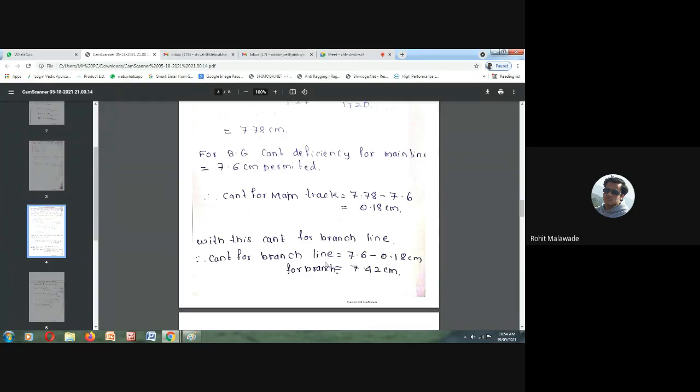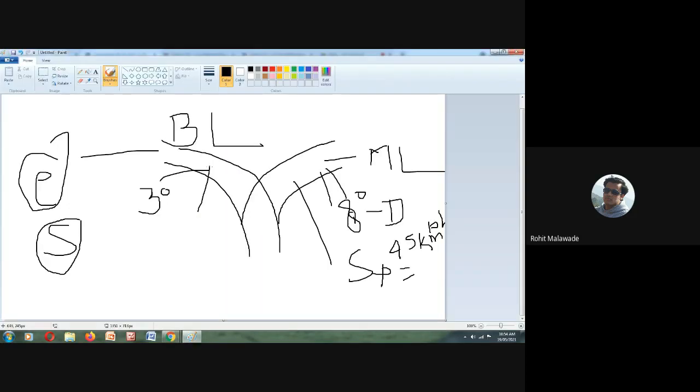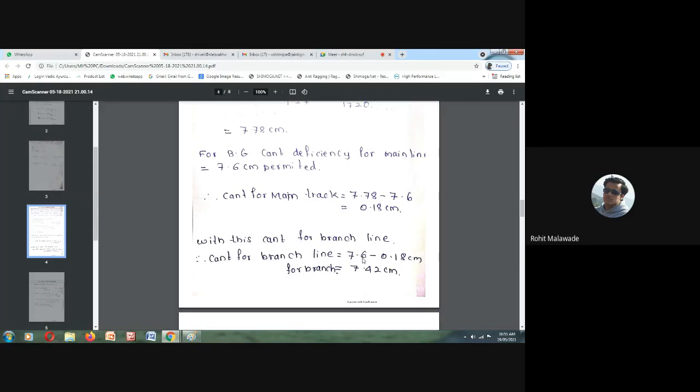Now what I will do is, for a branch line, I will keep the outer rail at a lesser height than the main line. So I will keep it as 7.6, the outer rail value, then minus the inner rail value. How much can I keep? I can reduce it by 0.18 centimeter. So the cant for the branch line is how much? It is 7.42. So the outer rail is 7.6 and the inner rail is 7.42.